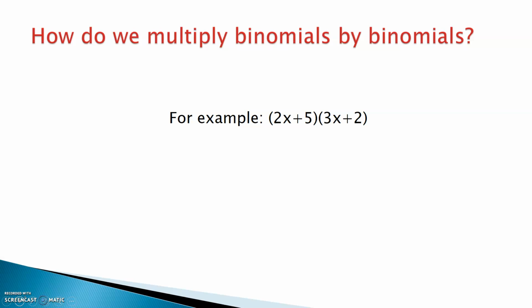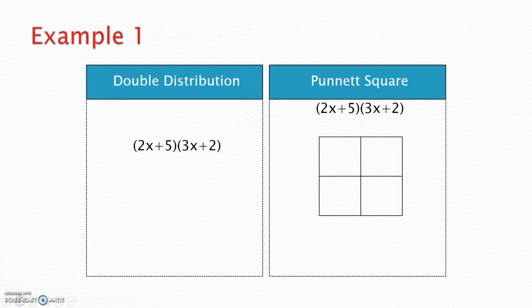Okay, the question is, how do we multiply a binomial by a binomial? Something that has two terms and something, again, that has two terms. Well, let me show you guys. And again, I'll show you both methods here. The first one we call double distribution. Distribution, we know how that works. We kind of just did it when we multiplied the outside value. Double just means you're going to do it twice, okay? And then you have your good old Punnett square over here. Some of you guys might remember this from biology.